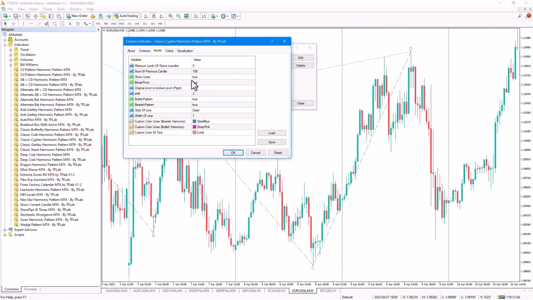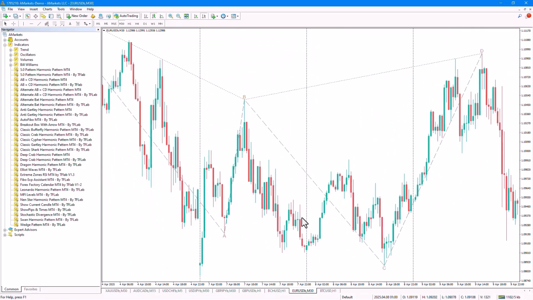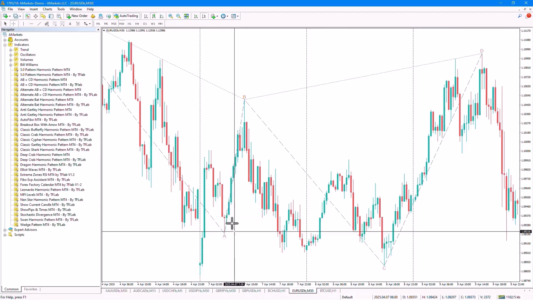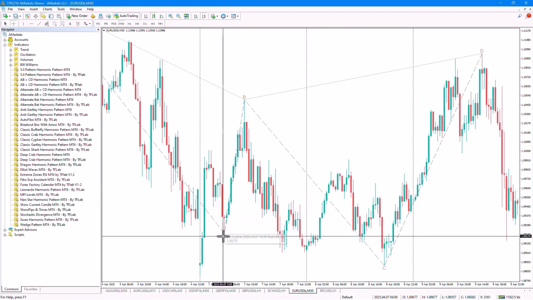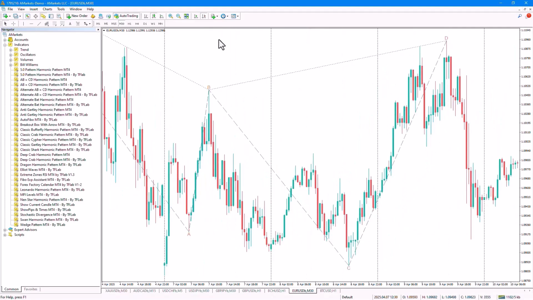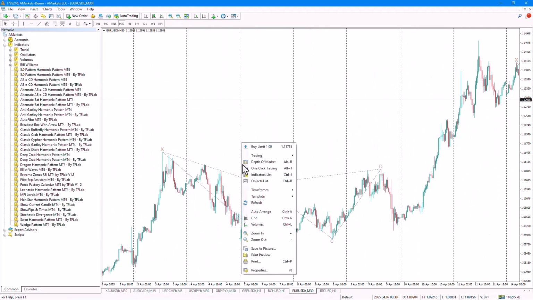In the next section, we can enable or disable the display of harmonic pattern lines. In the next section, we can enable or disable the settings related to pivot break. If this option is set to on, it will not consider the breaks that occur for the pivot. For example, here point A has been broken downward for us, yet the harmonic pattern has been drawn for us.